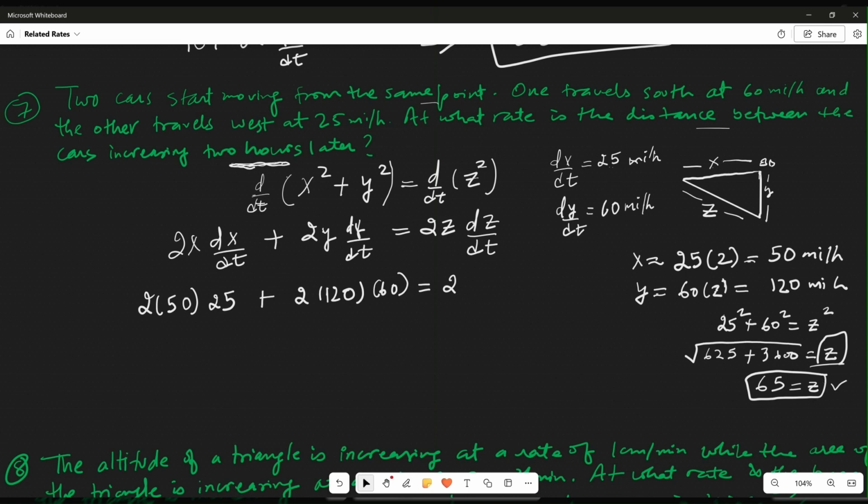And since we are calculating after 2 hours, right, you have to apply, as we have done here, the 2 hours. And here z is also going to be 65 times 2, which is equal to 130 miles per hour. So we have z as 130, and we just have to find out what rate it's changing.